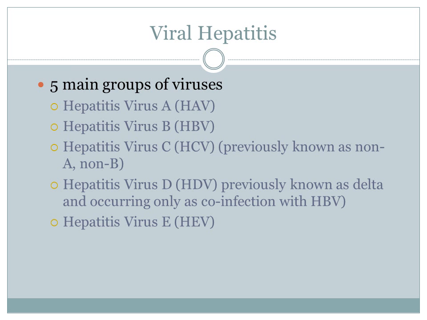There are 5 types of viruses: A, B, C, D, and E. B, C, and D can cause chronic infections, and they all present somewhat similarly with different levels of severity.